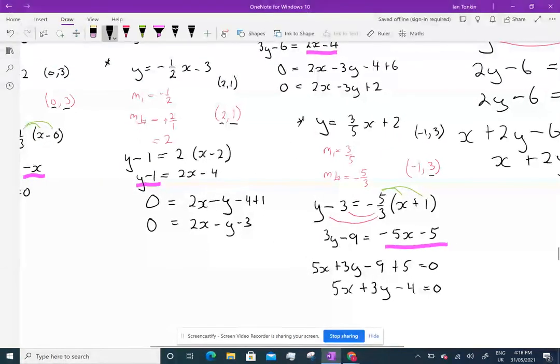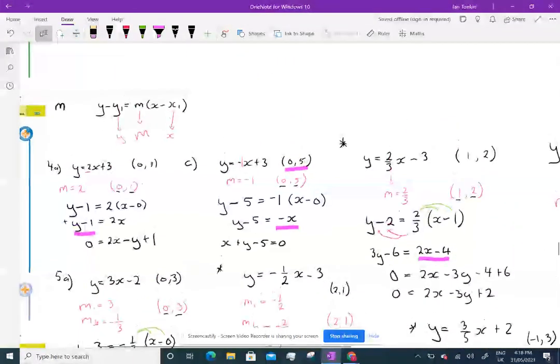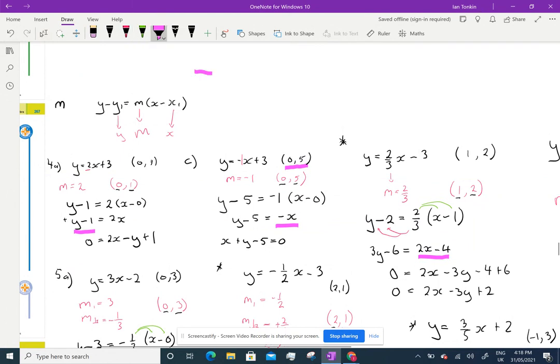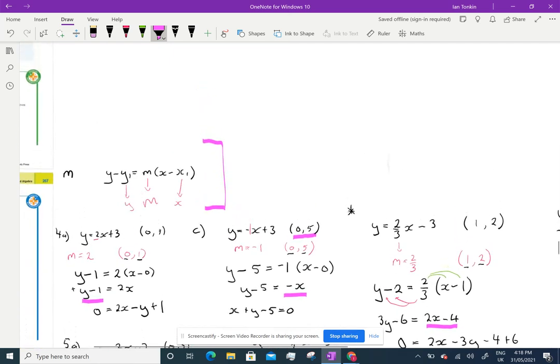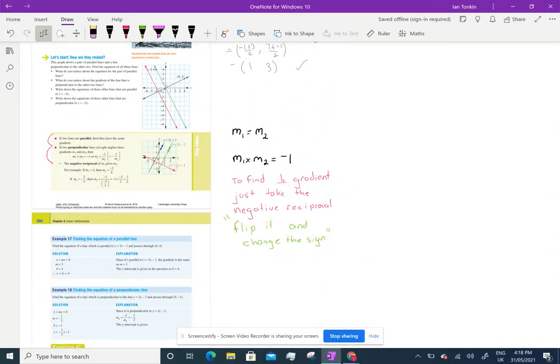So, in summary, please remember, you're using this information. That's gold, that point gradient formula. As long as you've got a gradient and a point, you can find the equation of the line. And remember, if the lines are parallel, the gradients are equal. And if the lines are perpendicular, they multiply out to -1. You just have to turn it upside down and change the sign. Good luck.